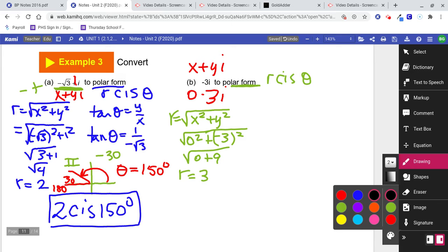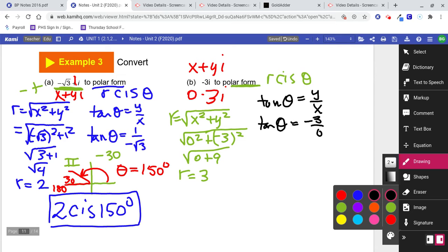Now for my angle. Tangent theta equals y over x. In this case, tangent theta equals negative 3 over 0. Uh-oh. Negative 3 over 0 is undefined, right? You're going to get an error on your calculator, okay? You're definitely going to get an error. It's not going to work right, but that's okay because all we really need to do is picture where this is.